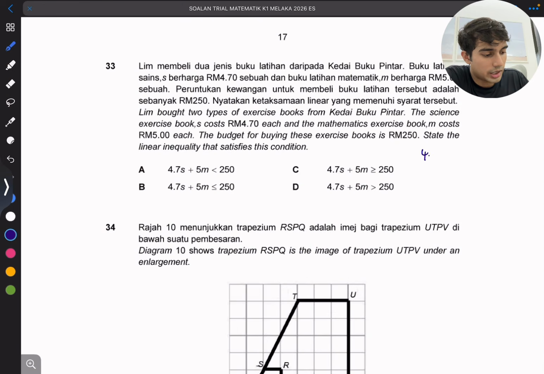So 4 ringgit 70 cents times S number of books plus 5 ringgit times M number of books cannot exceed 250. So it can be 250 or lesser. So less than or equals to 250. Okay, it can be 250 because the budget is 250 or lesser.